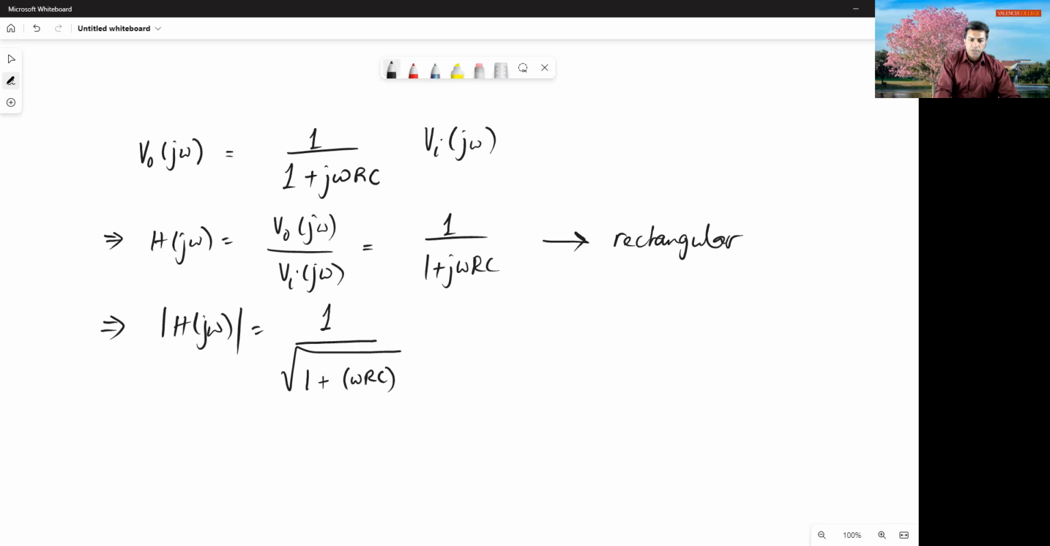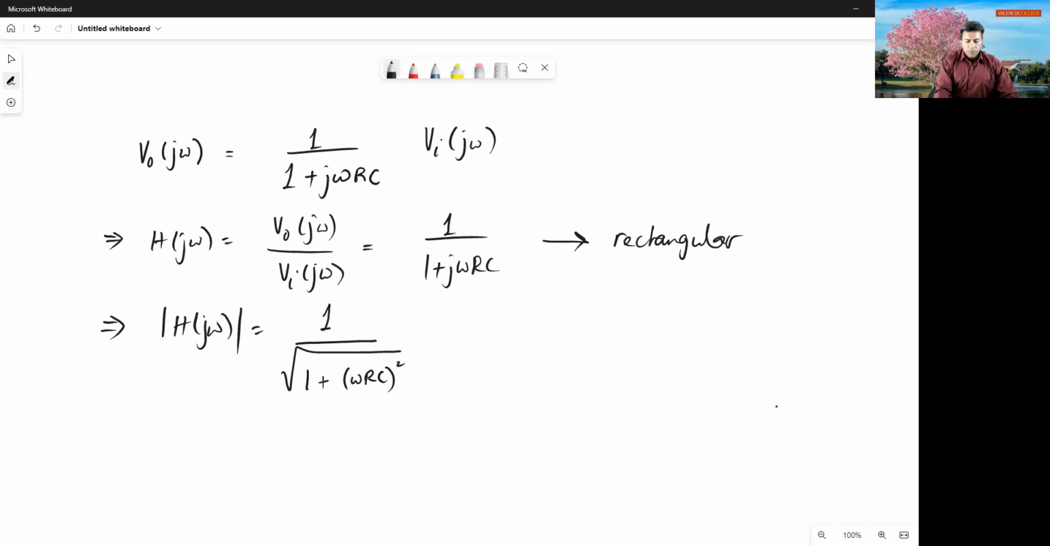Do not include j. I have seen people making the mistake and writing down j omega rc squared. You don't consider j while calculating magnitude, or you don't consider j while calculating the phase either. So this is the magnitude response of the transfer function, or just simply the magnitude of the transfer function.